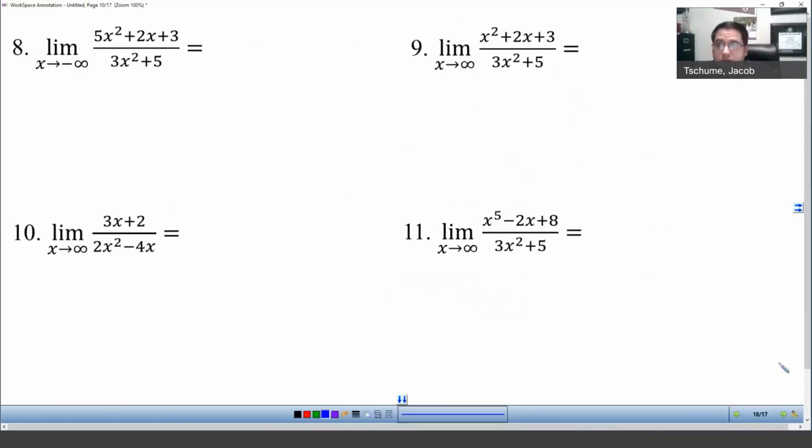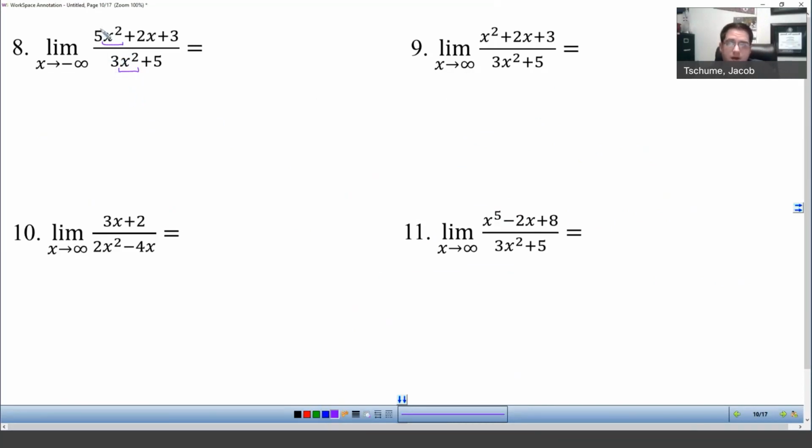All right, so let me do an example of all of those rules we just talked about, and we'll talk through them together. So number 8, what is the limit as x approaches negative infinity of 5x squared plus 2x plus 3 over 3x squared plus 5? So when I do an infinite limit and you're using those shortcut rules, what I'm looking for is find the highest power on top and bottom. So in this case, both the top and bottom have the same x squared.